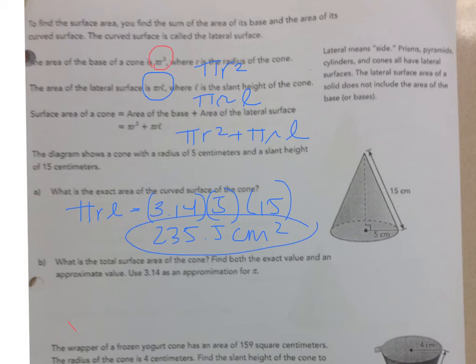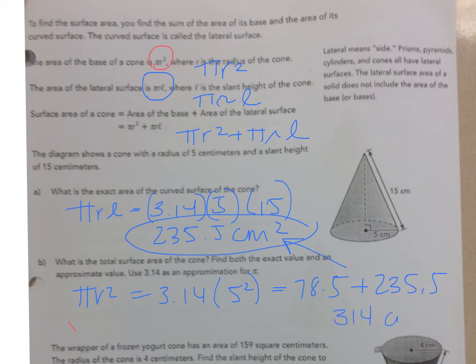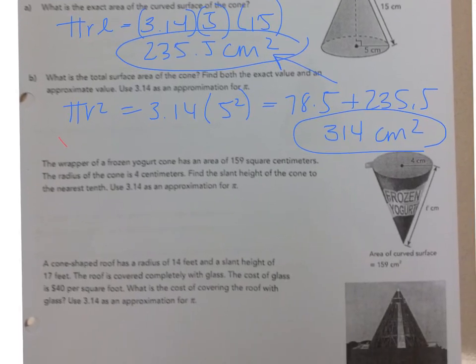Okay, what is the total surface area? Okay, so we're going to have pi r squared, so that's going to be 3.14 times 5 squared. That's going to give us 78.5. But then we have to add that to the part we just got at the top, which is 235.5. And we get a total of 314 centimeters squared for the total surface area for the two pieces put together.